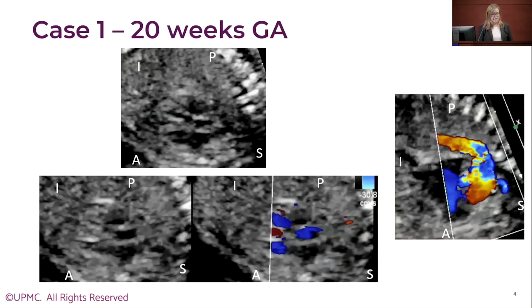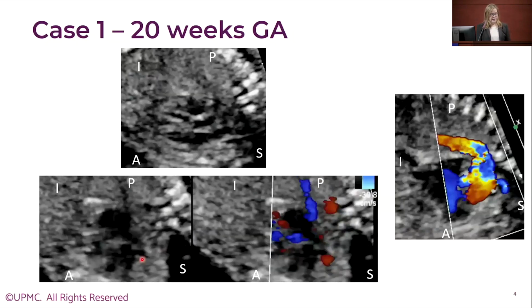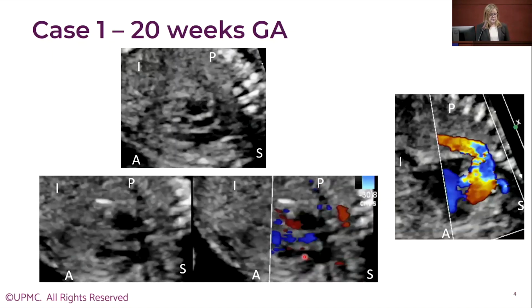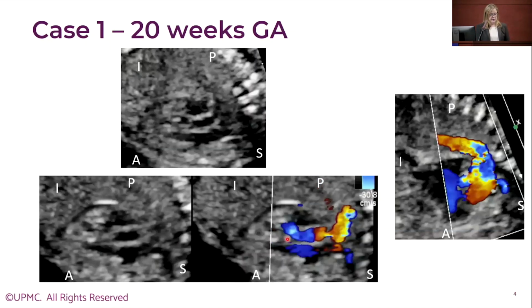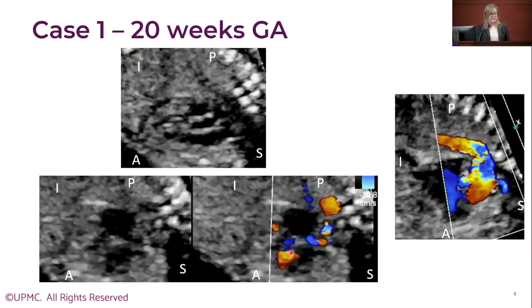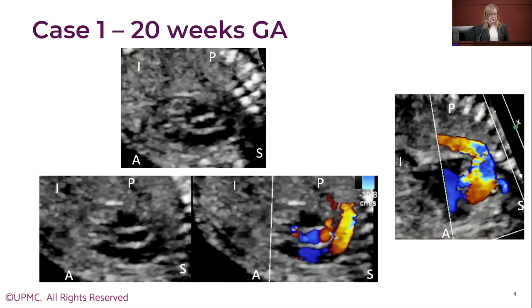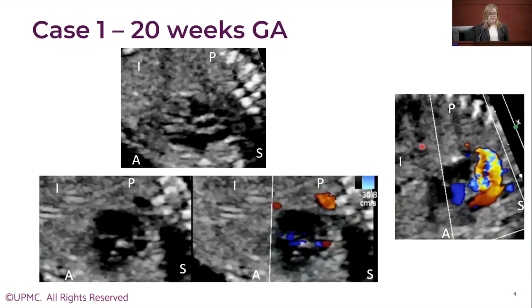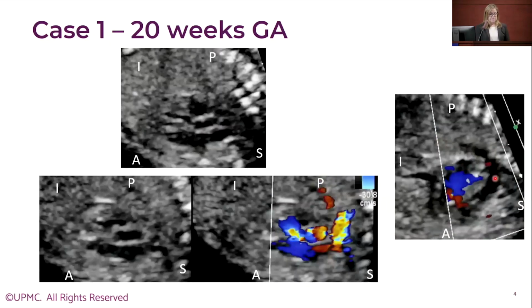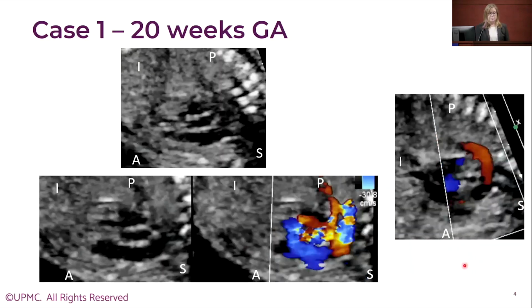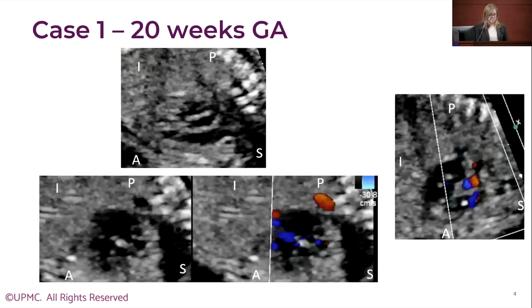In the image on the bottom, we see, again, that parallel relationship of the great vessels. There is a blue flow here that represents a ventricular septal defect, as well as accelerated flow across that left ventricular outflow tract. In the view on the right, even at 20 weeks gestation, there was concern for some reversed or bidirectional flow in the ductal arch.